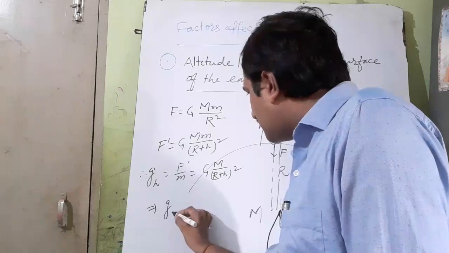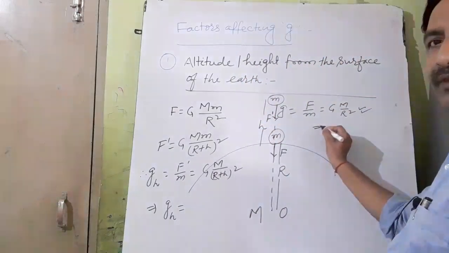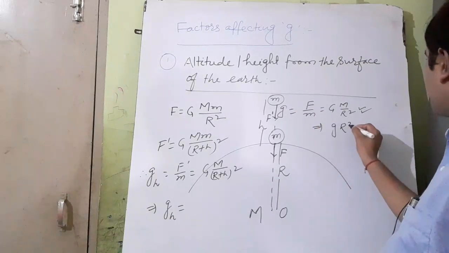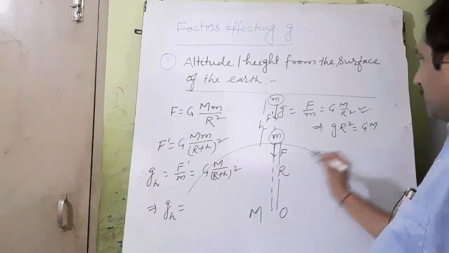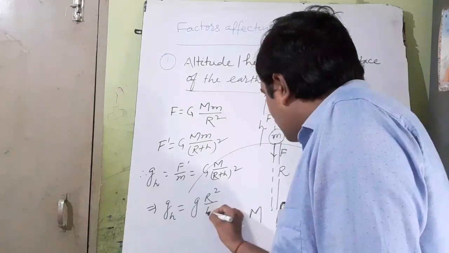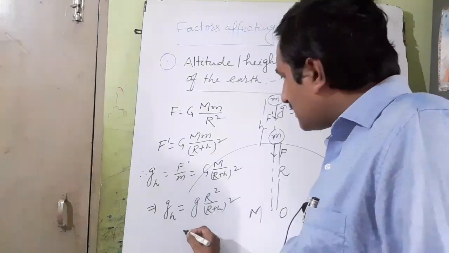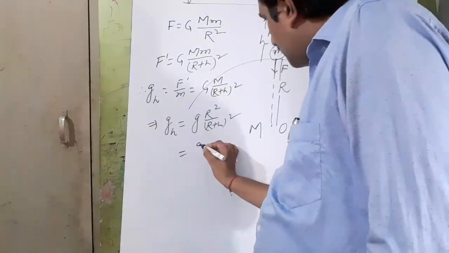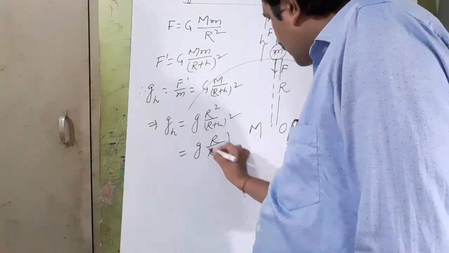You can also write it as g h is equal to GM by (r plus h) whole squared. From the earlier expression, g r squared is equal to GM. So this GM can be written as g r squared, and you can write it then as g h is equal to g r squared by (r plus h) whole squared.